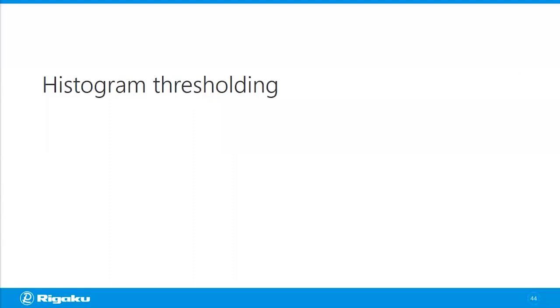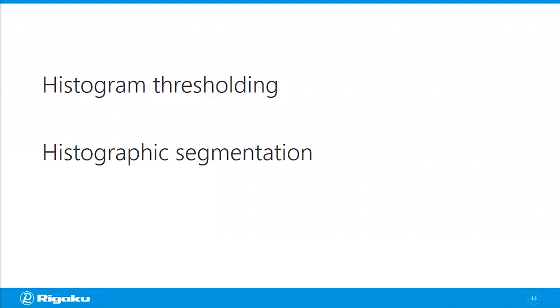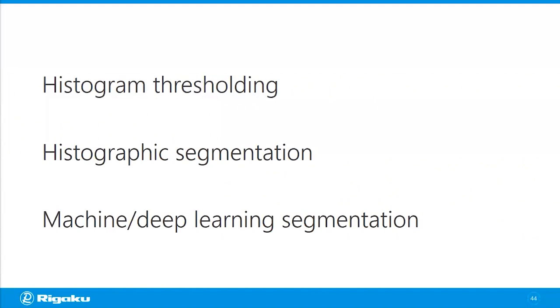But there are cases where the shading artifact can be very severe and simple thresholding doesn't work. In that case, you can try histographic segmentation. And I'm going to explain what this is in a second. And if even that doesn't work, you can use machine learning or deep learning segmentation that usually does not require any correction.